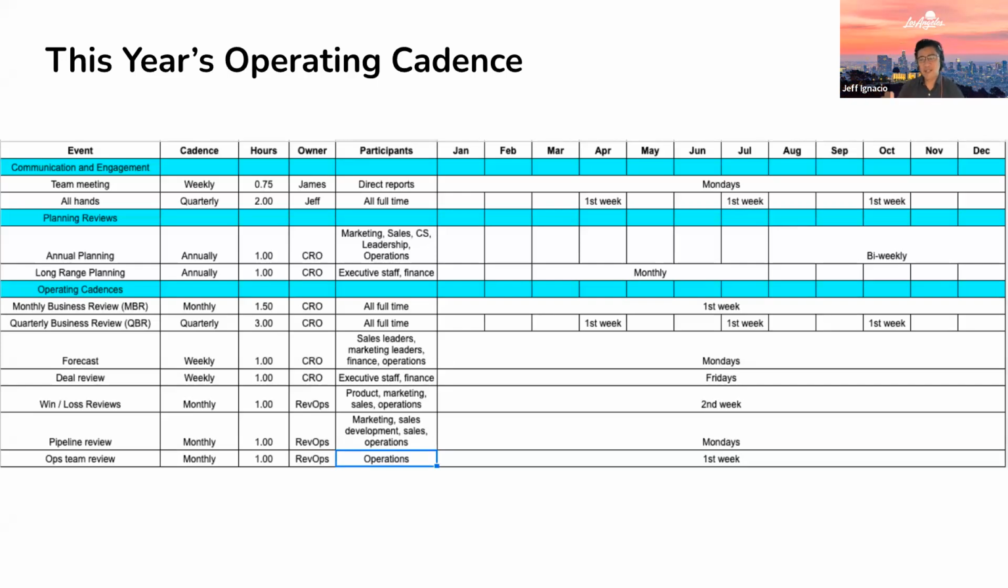So find the balance: sales reps under 5 hours, SDRs under 3 hours, leadership hopefully under 10. But it rarely ever works out for leadership, but please protect your sales reps' and your SDRs' time.